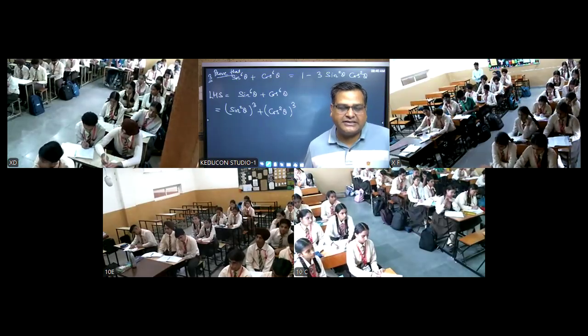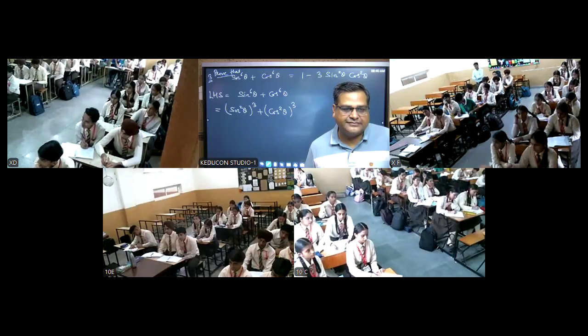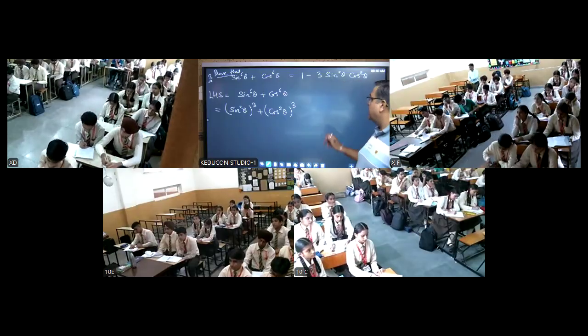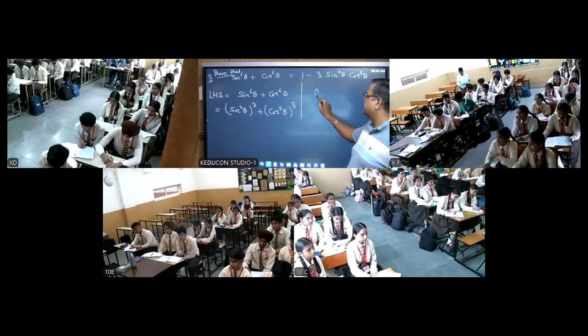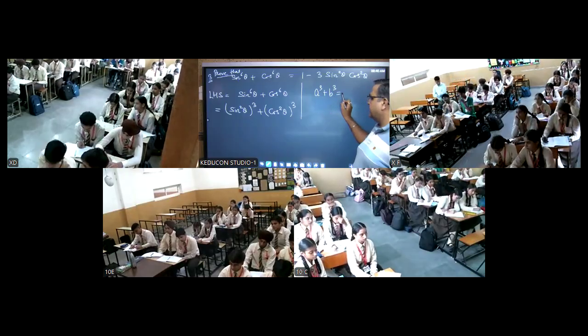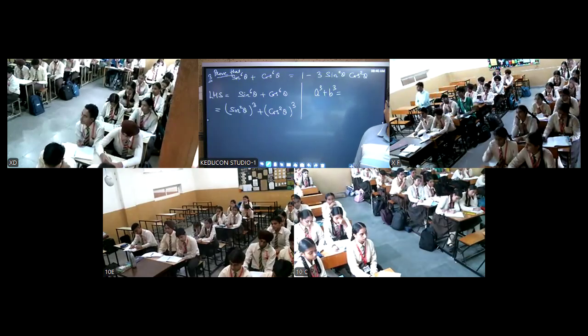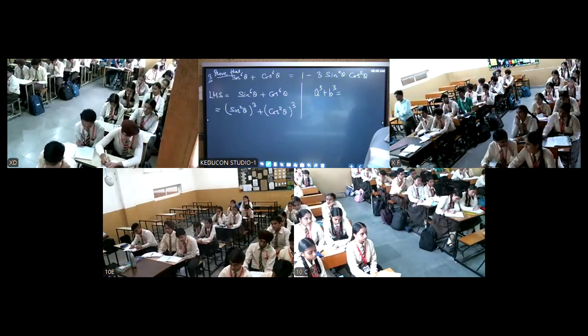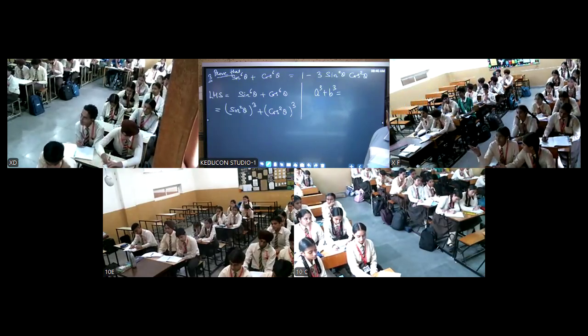What we'll do after this step, we'll apply the identity of a cube plus b cube. Who will tell me this identity, a cube plus b cube? Yes students.